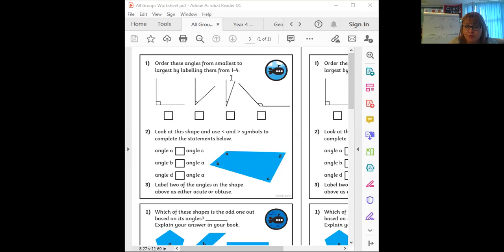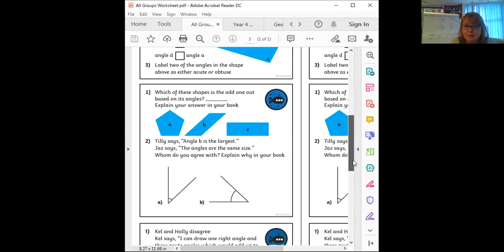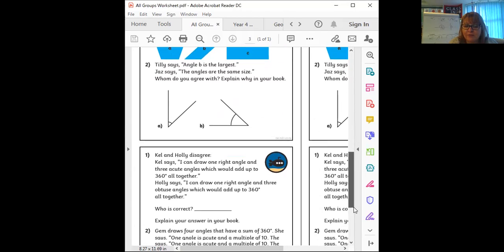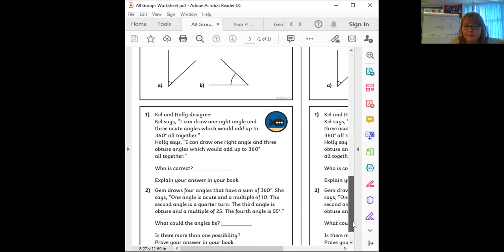So question 1, you can draw the angles from smallest to largest in order. And then you can try and draw this shape. So there's no stopping you from doing that in your book. Then you move on to the next question. And then you finish off with this one.